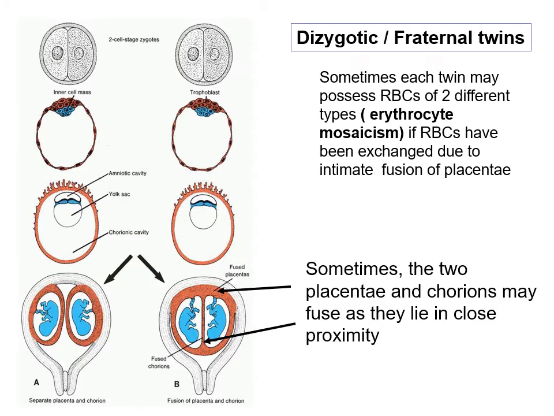Now how can this happen? Here you can see that there are two zygotes and then two inner cell and outer cell masses, so two of everything, and the only thing is they occupy the same uterus.